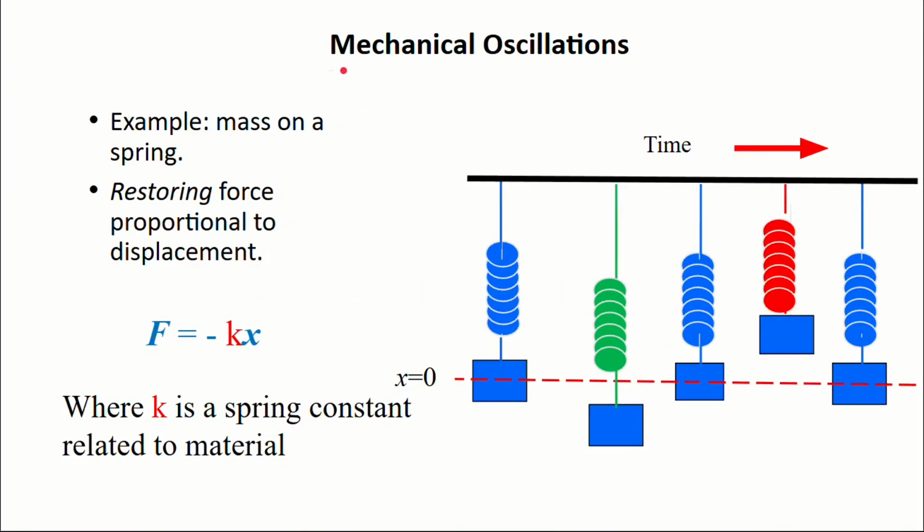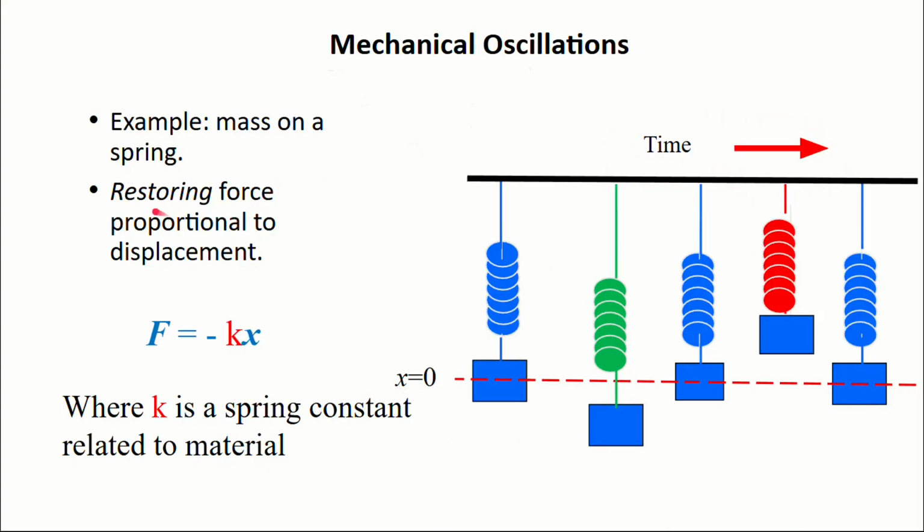Now let's take a look at mechanical oscillations through the lens of a mass that's on a spring, something like this right here. And what we can see here is that we have our equilibrium position at x equal to 0, so it goes through this dotted line right here. And we're going to assume that going to the right is how time advances, as you can see up here.